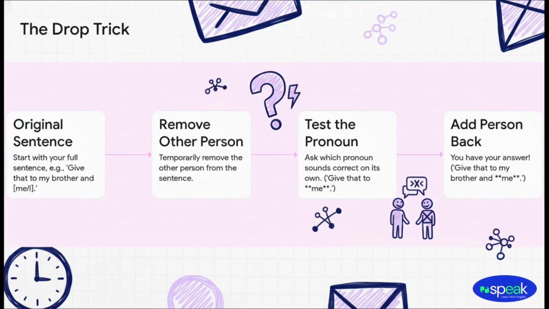Okay, here it is. It's called the drop the other person trick. You literally just take the other person out of the sentence for a second. Would you say, give that to I? No way, that sounds crazy. You'd say, give that to me. And because me is the one that sounds right by itself, that's the correct one to use. Give that to my brother and me. It's that easy. It works every time.